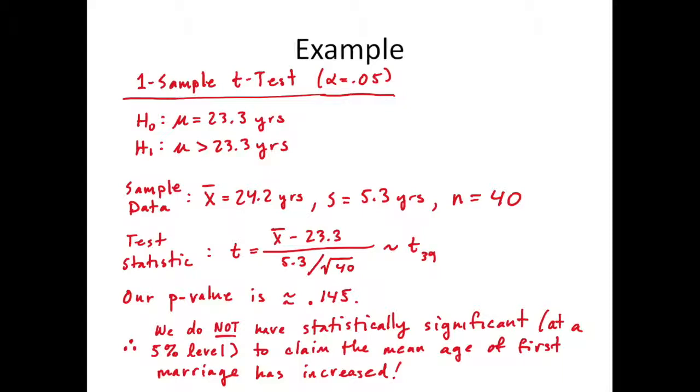Our p-value, when we plug this into the calculator and perform a t-test, is approximately 0.145. Now, since our p-value is larger than our alpha value of 0.05, we conclude that we do not have statistically significant evidence, at least at a 5% level, to claim that the mean age of first marriage has increased. Now, what we have not done is proven that it has not increased. We just don't have evidence that says that it has increased. So remember, we never confirm or prove the null. We just fail to reject the null hypothesis.